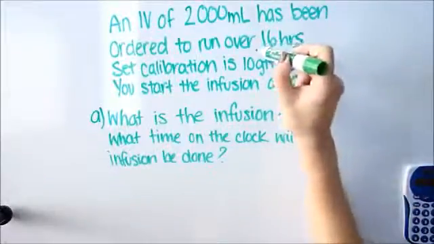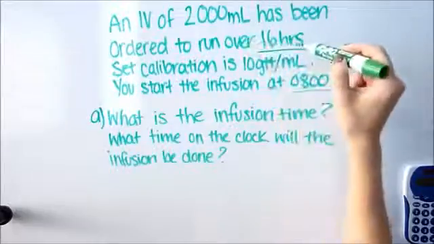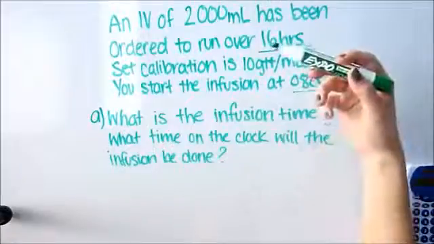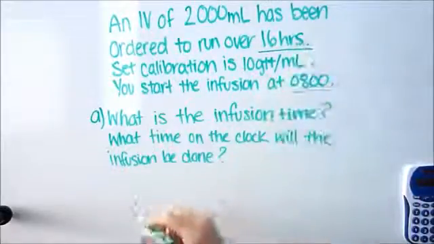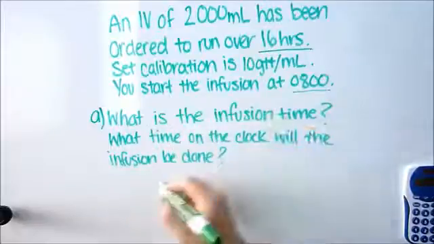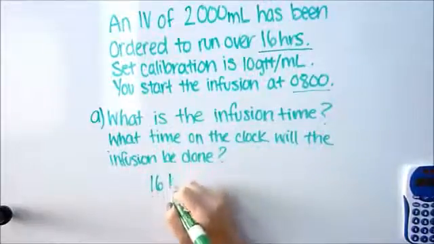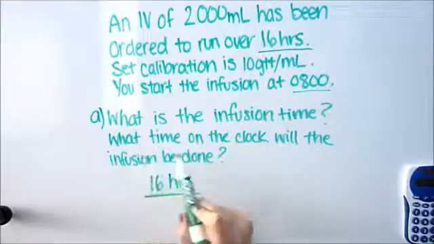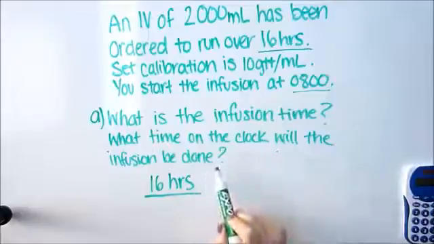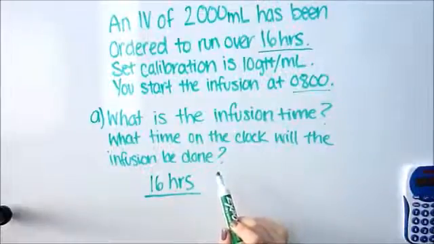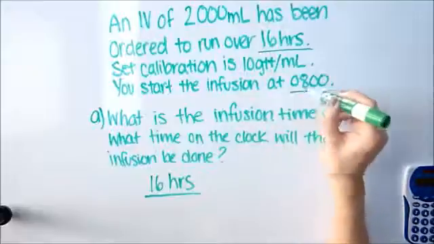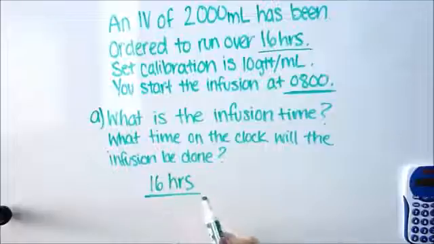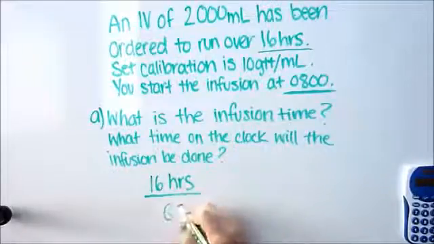So, what is the infusion time? We know that it's going to be run over 16 hours. So that is our infusion time. That's how long we're going to infuse the medication or fluids or whatever it is. So for part A, it is 16 hours. Okay, now we're going to look at what time on the clock the infusion will be done. Now, when you go to clinicals and things like that, you're going to see that everything is in military time. I know it sucks. You got to get used to it. You got to know it. But it's not that hard to get used to.